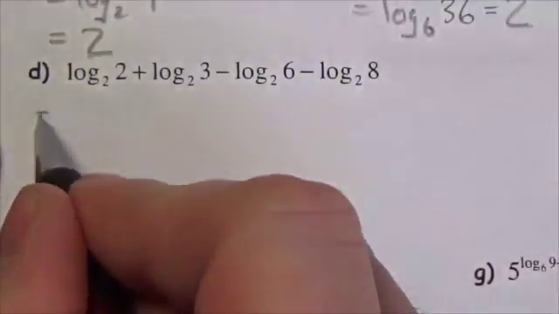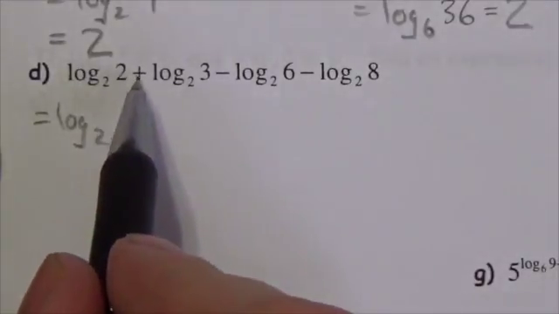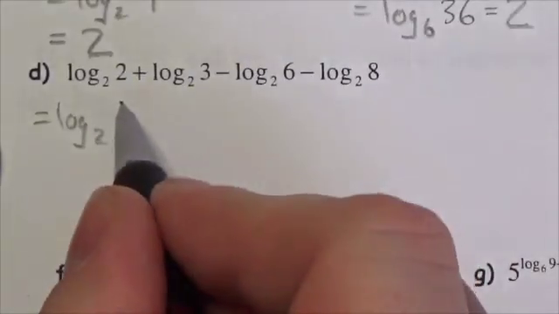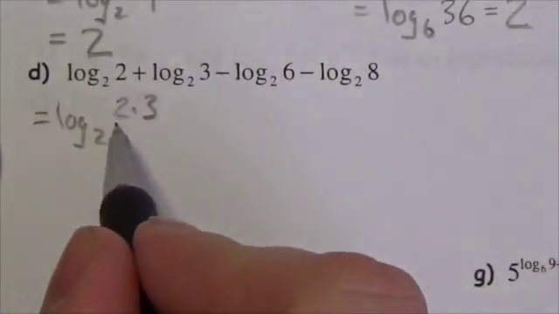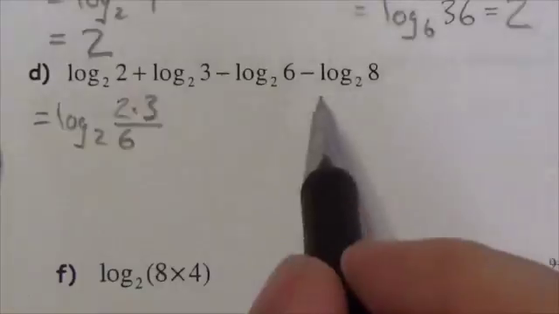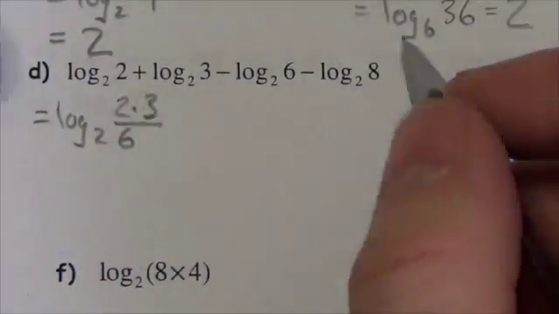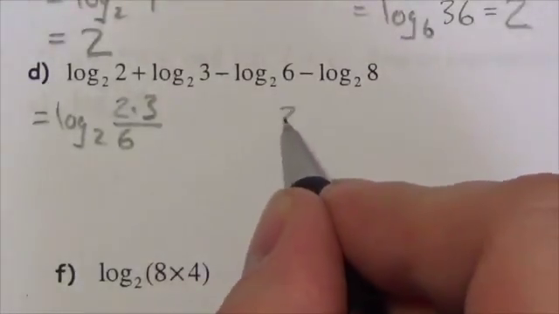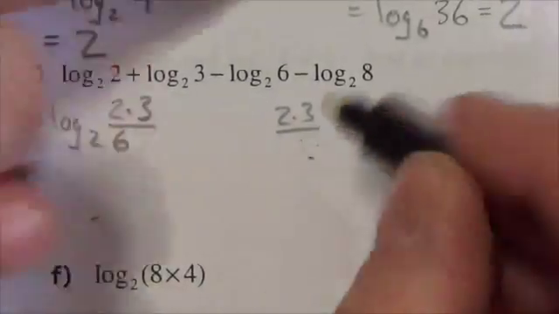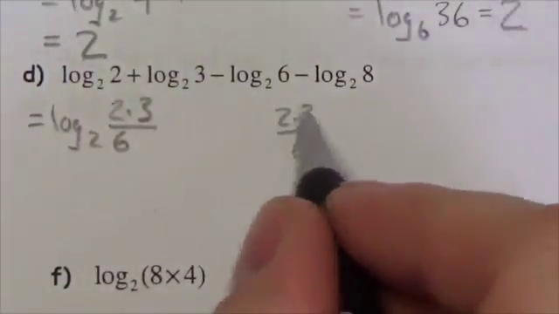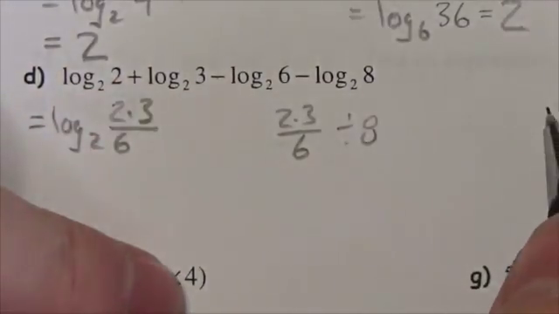So let me just take this bit by bit. This is going to become the log base 2. This is going to become multiplication, so 2 times 3. Then we divide by 6. So it becomes 2 times 3 divided by 6. And then I divide by 8. Now where does that go? Let's just talk about this over here. So I've got 2 times 3 over 6. Now I'll erase this and clean this up in just a second. What's inside the logarithm is going to be 2 times 3 divided by 6 divided by 8.